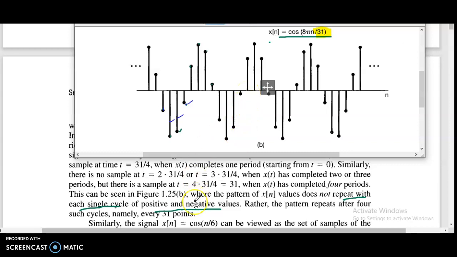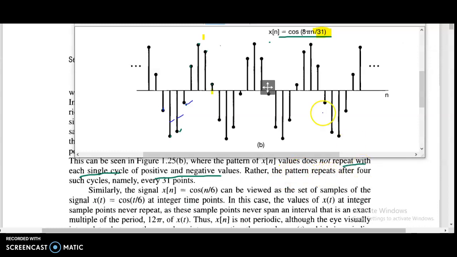So that's why they are telling it does not repeat with each single cycle of positive and negative values. Rather, the pattern repeats after 4 such cycles, namely every 31 points. After 31 points only will it repeat.